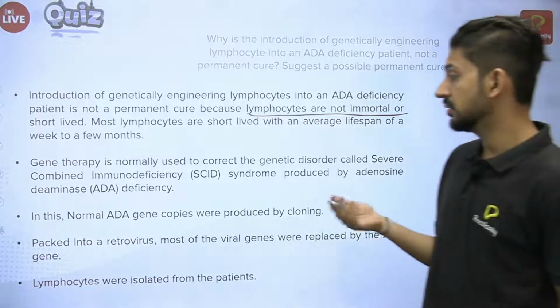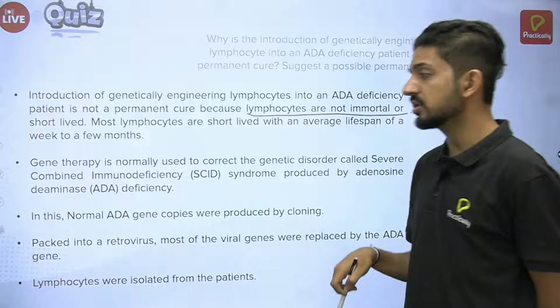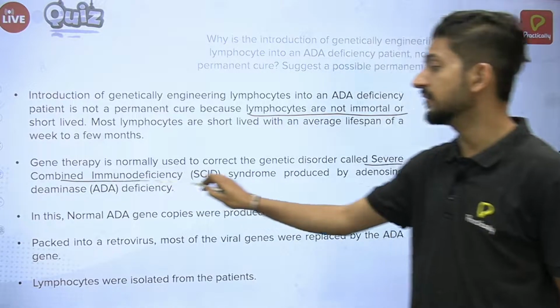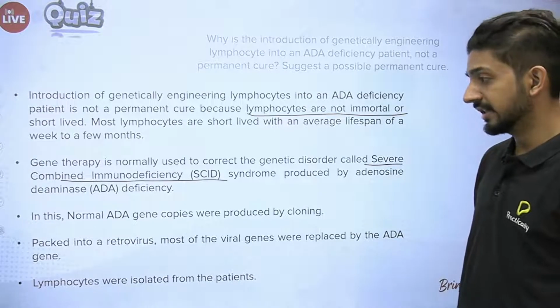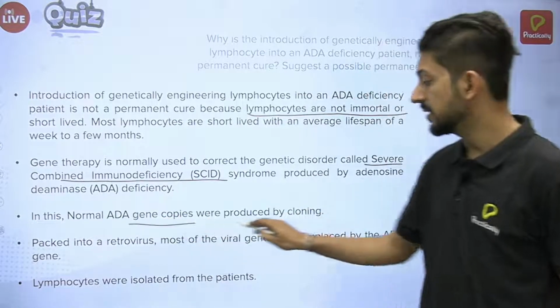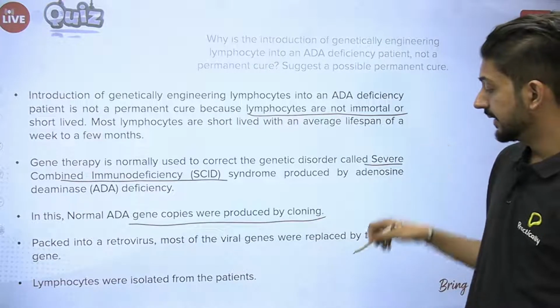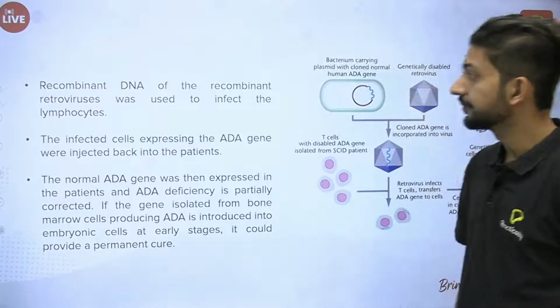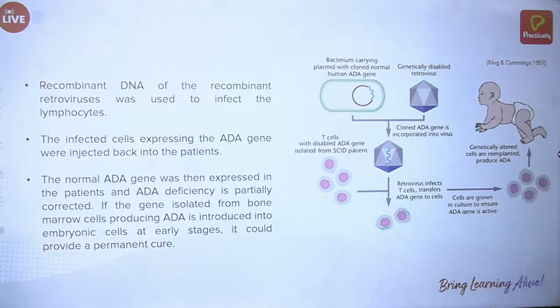So gene therapy was normally used, which cures this disease of severe combined immunodeficiency, also called SCID. In this, the normal ADA gene copies are produced by cloning and then replace the defective ADA. So here is the entire flow chart, as you can see over here.